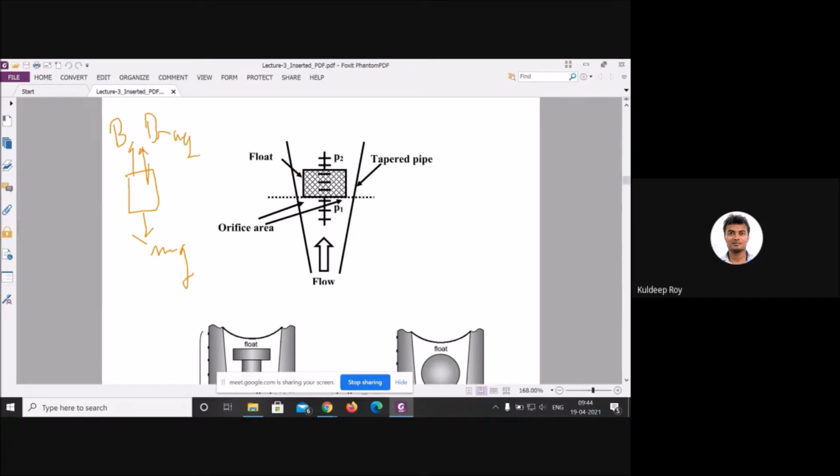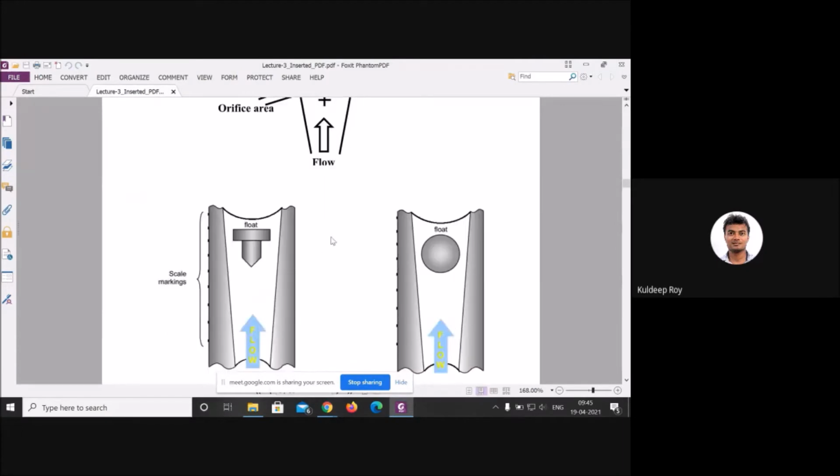which are applied by the fluid on a particular float. This particular portion is called the float. This is also called the bob.